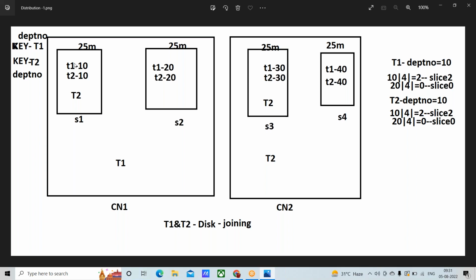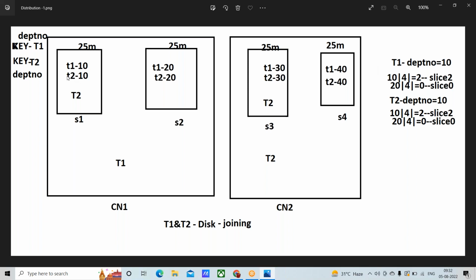Somnath, can it match? No. Because the department number is 30 in this employee record, but in the department table it has 10, so it cannot match. Since it does not match, can we say there are no matching records for department number 10? No, they may be there in other slices. That's why data movement is required during query processing. It has to look in other slices for any department number 10.